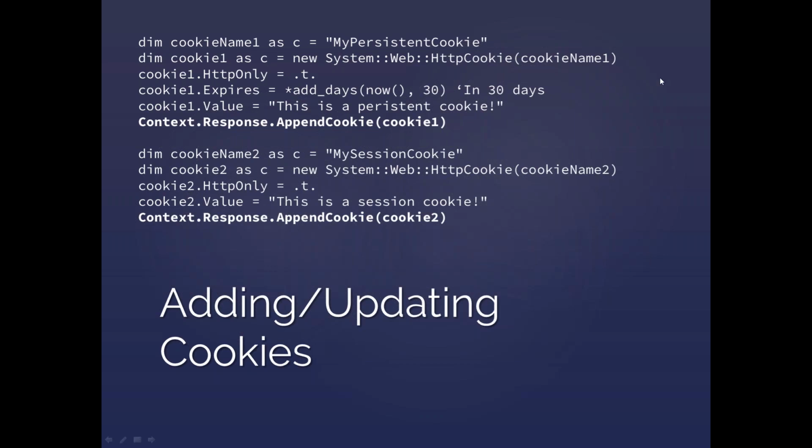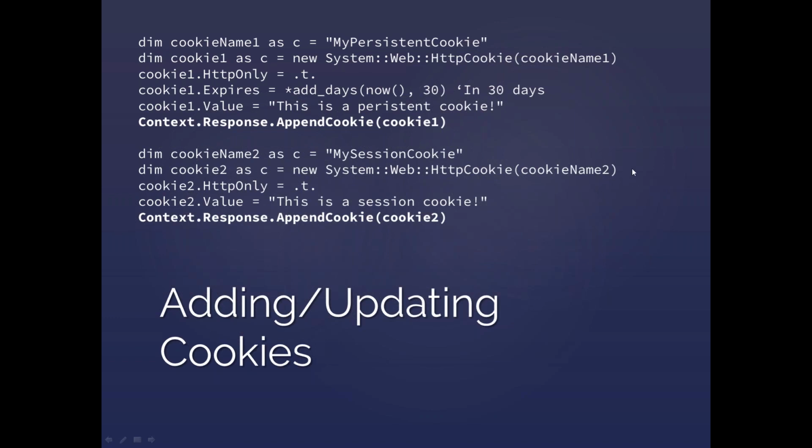But after you've created your cookie, you'll want to set the data in it. So for my persistent cookie, I want to say it expires on today plus 30 days. So in 30 days, I've set its value to this is a persistent cookie. I've also assigned HttpOnly equals true. What that means is that this cookie can only be accessed on the server. You can't access it through JavaScript on the client. This helps mitigate some cross-site scripting attacks. We'll talk about it a little bit later.